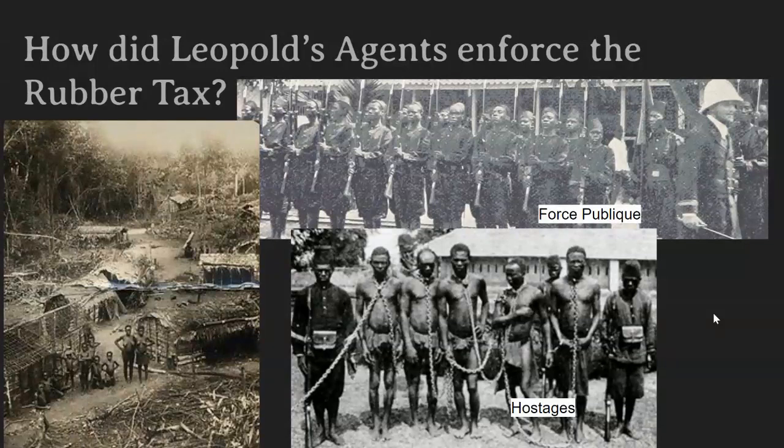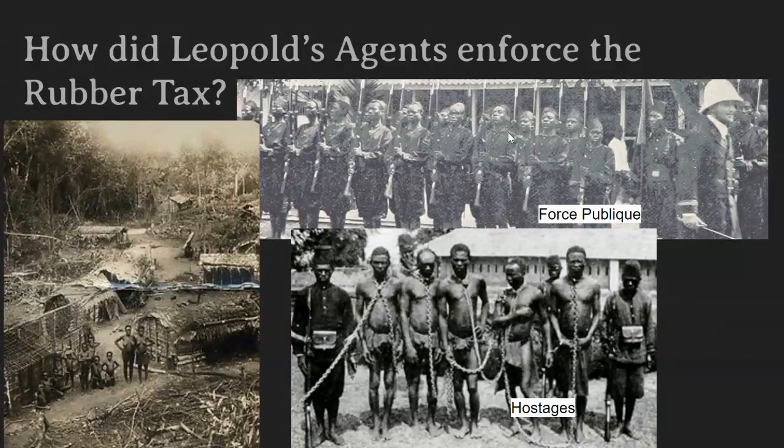Local villages, small villages, were terrorized by these tax collectors, these agents, because the agents were paid more based on how much rubber they collected. Initially, it was going to a town and saying, you need to fill this quota, or else, with sort of vague threats of violence. But eventually, these quotas were filled by force, by the threat of military violence, and by the taking of hostages.